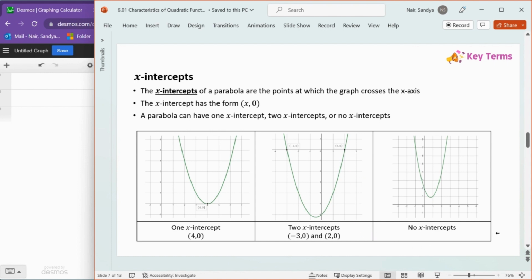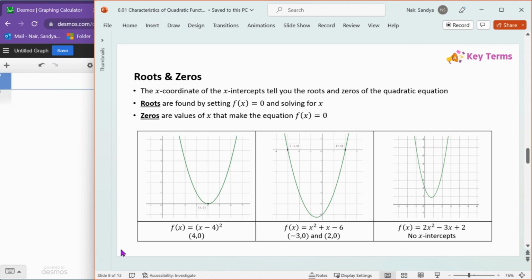And then some parabolas will have no x-intercepts. So you can see this parabola right here, it kind of looks like it's hovering above the x-axis. So it's actually never going to cross the x-axis. So parabolas can have one x-intercept, two x-intercepts, or no x-intercepts. So the x-intercepts are connected to the roots and zeros of the quadratic equation.